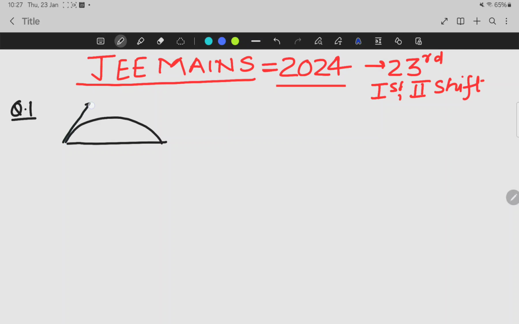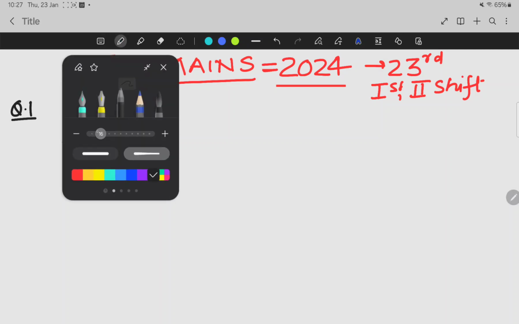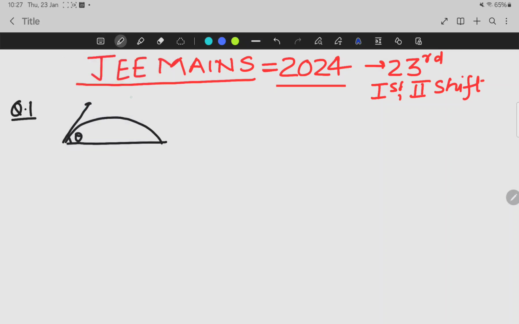There was a question where a body is projected at an angle theta. Let's say they have given 60° with the horizontal, with kinetic energy K. Find the kinetic energy of the projectile at the highest point. So this is the highest point.